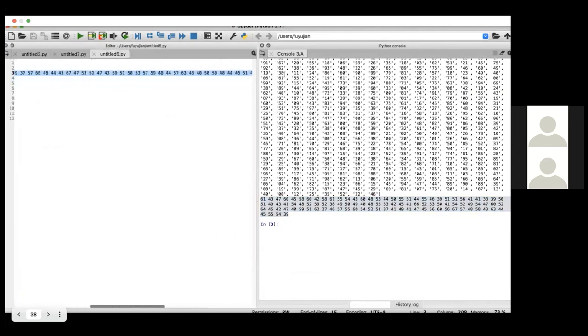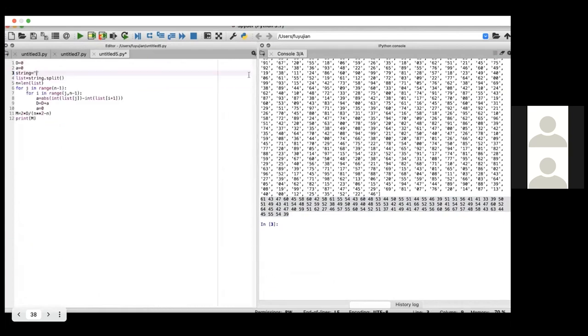So we copy this value and plug it into our M value generator. And we calculate the M value, which is equal to 8.66.